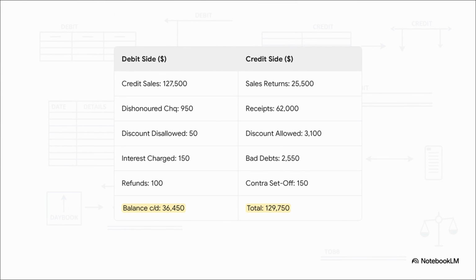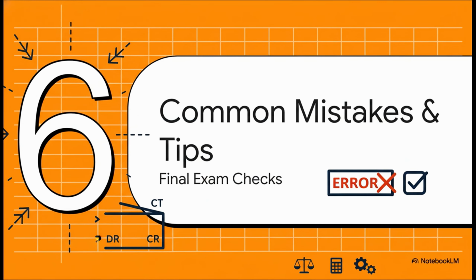Okay, now for the fun part. We take all those numbers from our workings and we plug them into the T account. Opening balance and our big credit sales number go on the debit side. Everything that reduces the debt, the returns, the discount, the payments, and that contra entry goes on the credit side. Now we just add them up. Total the debits, total the credits. The debit side is bigger, which is what we expect. We find the difference between the two totals, and that right there is our closing balance, our balance carried down. $36,450. Done.